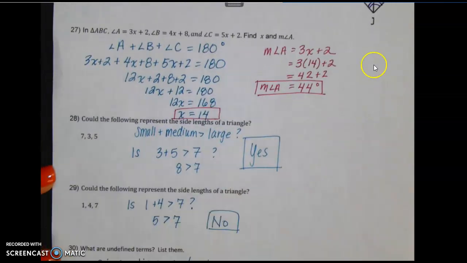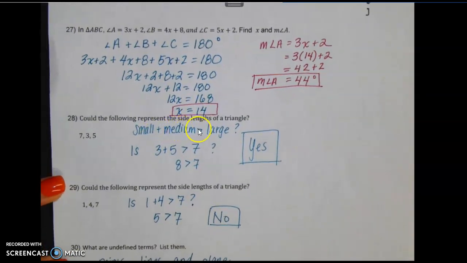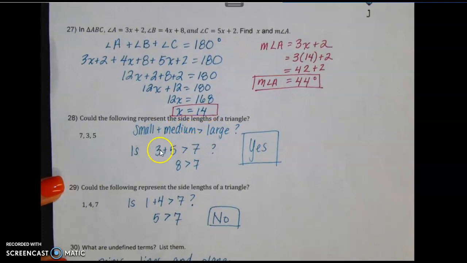28 and 29, remember the small plus the medium have to be greater than the large. So is 3 plus 5 greater than 7? Yes. Is 1 plus 4 greater than 7? No. So yes, these 3 side lengths can form a triangle. No, these 3 cannot.